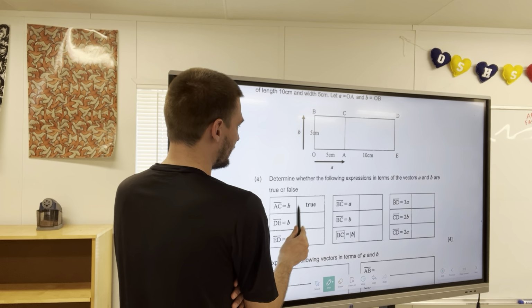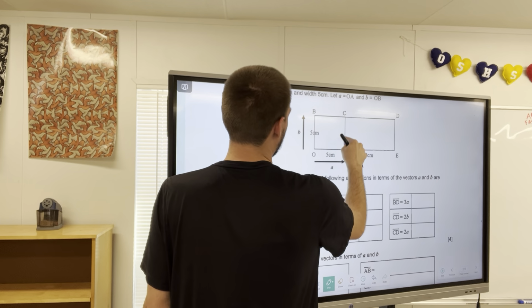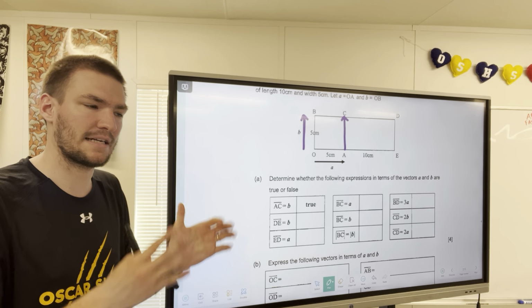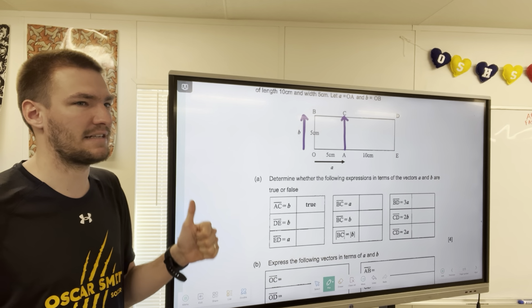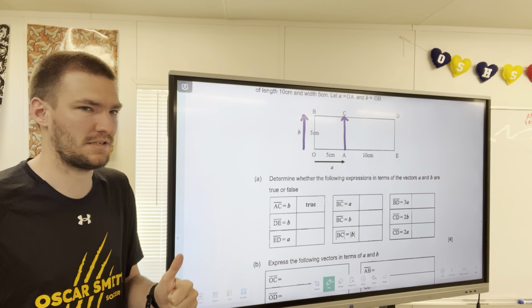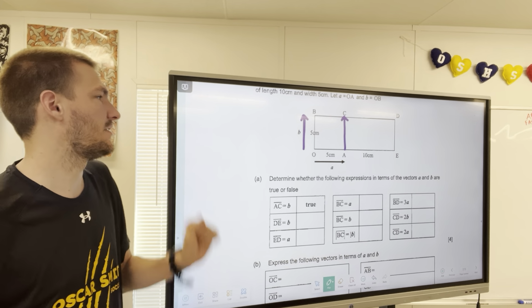That AC, from A to C, is equal to B. Now, two things have to be true. It has to have the same exact magnitude, the same exact length, and it has to have the same exact direction. Do these two things have the same exact magnitude and the same exact direction? Yes. That's why it's listed as true.